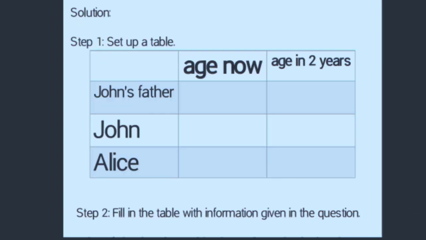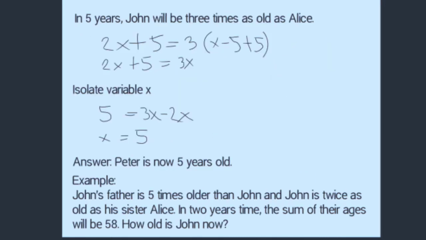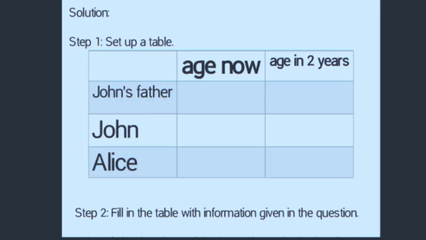Okay, dapat po talaga intindihin ang question, and after mo maintindihan ang question, gumawa ka ng equation dito. After mo magawa ng equation, put up a table. So, as what I've said, ang solution po natin is step 1, set up a table. Okay, when you set up a table, again, may tatlong tao na nag-involve dito. Si John's father, ang ama ni John, si John, at ang sister niyang si Alice. Okay? Dapat meron kayong age now, at saka age in 2 years. Bakit po 2 years? Kasi in 2 years time. So, you have there, age in 2 years.